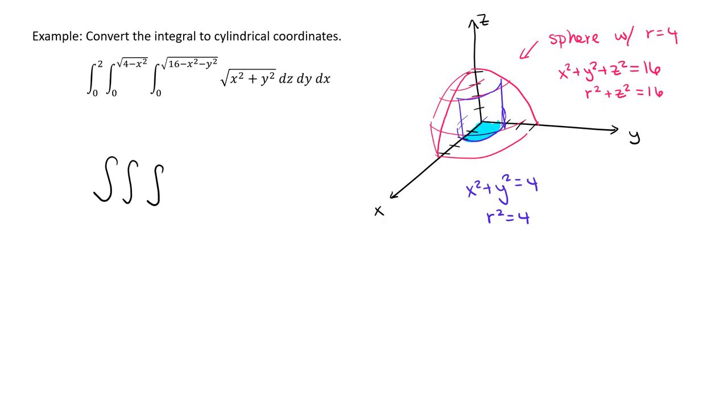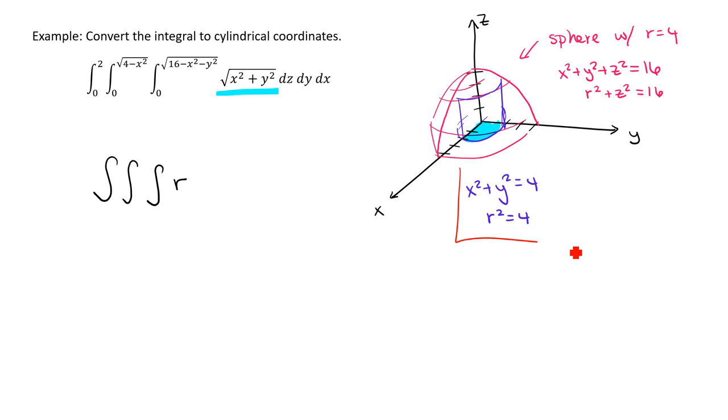So in cylindrical coordinates, let me circle what I'm talking about right here. This sphere with a radius of 4, this equation x squared plus y squared plus z squared equals 16, is the same thing as r squared plus z squared equals 16. That's just because the x squared plus y squared can be replaced with an r squared. So there's our equation of our sphere with a radius of 4.